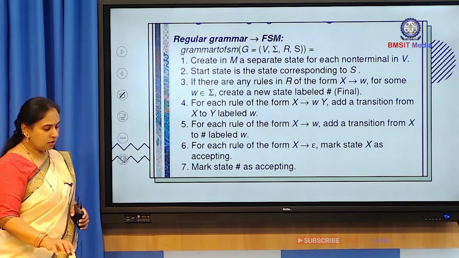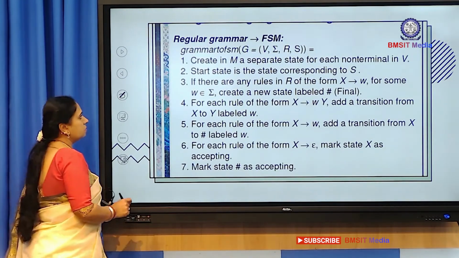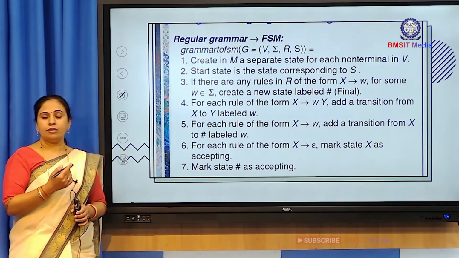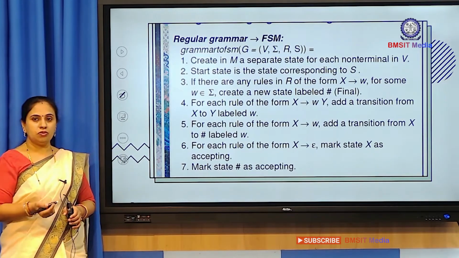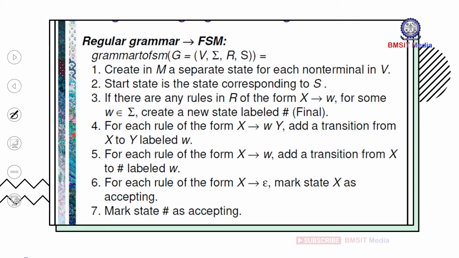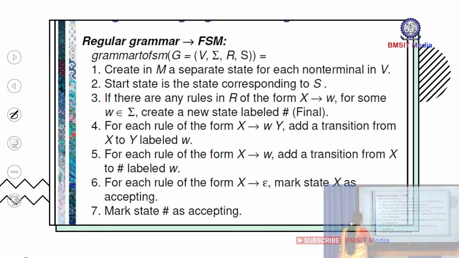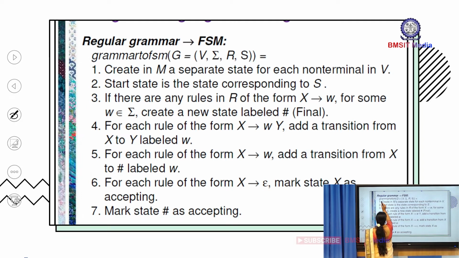So this is the algorithm for conversion of a regular grammar to a finite state machine. These are the steps to be followed. We can see here, grammar to FSM. The input is a regular grammar. For a given regular grammar, we have to construct or design its equivalent finite state machine. And we are familiar with the definition of the grammar: G is equal to V, sigma, R and S.